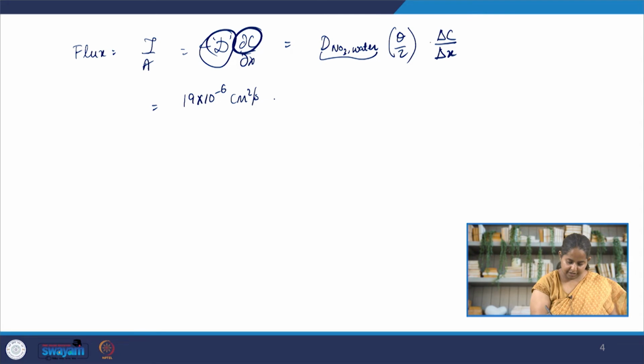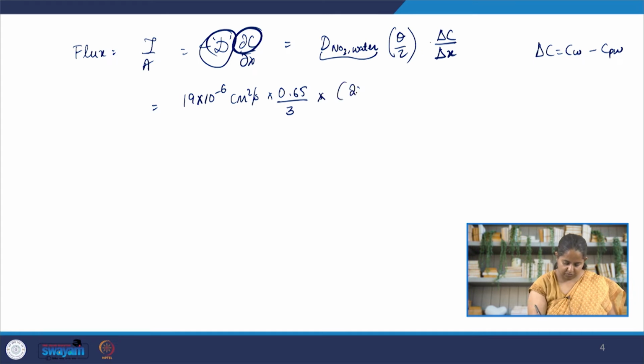The theta is 0.65, tau is 3, so we divide it by 3, and then del C will be given by C water minus C pore water, which is 20 milligram per liter minus 0.05 milligram per liter, and del Z is 10 centimeter, which is 0.1 meter.